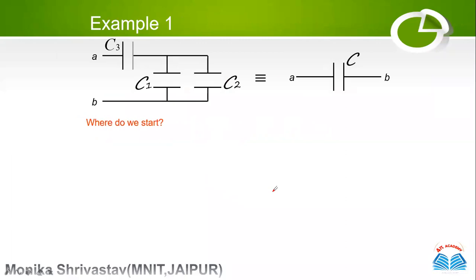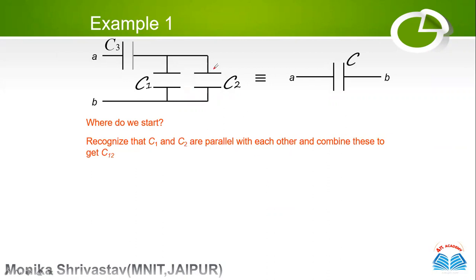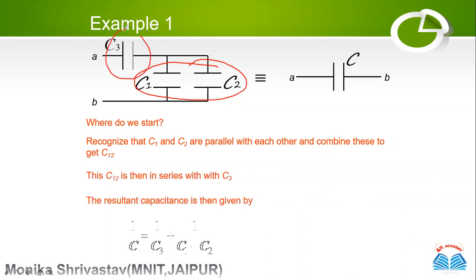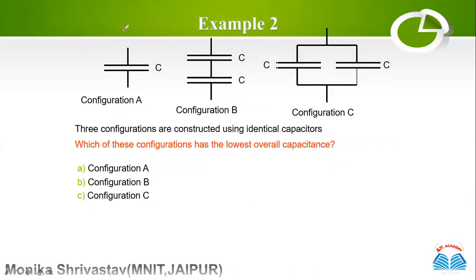Okay, let's do an example. This is a configuration where three capacitors C1, C2 and C3 are connected, and we have to calculate the equivalent capacitance. First of all, we calculate the equivalent capacitance for these two, because they are in parallel configuration, and then we consider C3 also. At last we get the result: C equals C3 times (C1 plus C2) over (C1 plus C2 plus C3).